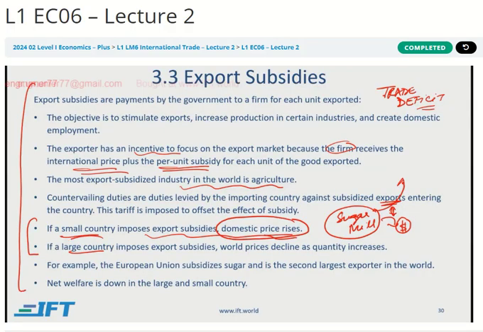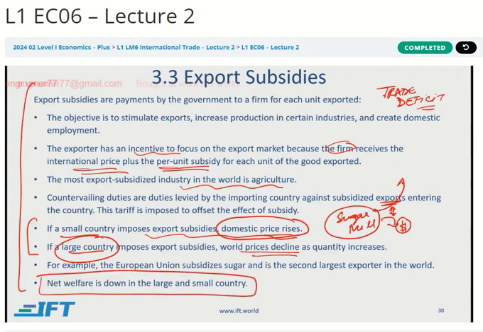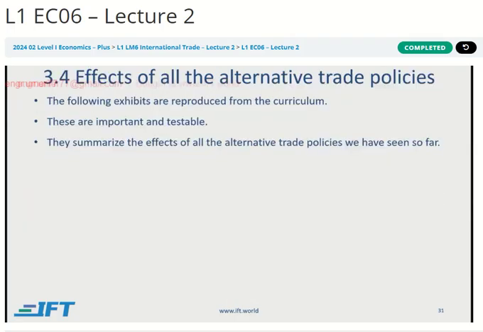On the other hand, if a large country does this, then the whole world's prices will decline because of that large country's government subsidizing it. You have an example of the European Union subsidizing sugar, and it is the second largest exporter in the world. What happens to net welfare? Well, regardless of whether you are large or small, the welfare will be down because the government is paying for it outright. And the benefit is obviously going to people outside the country.